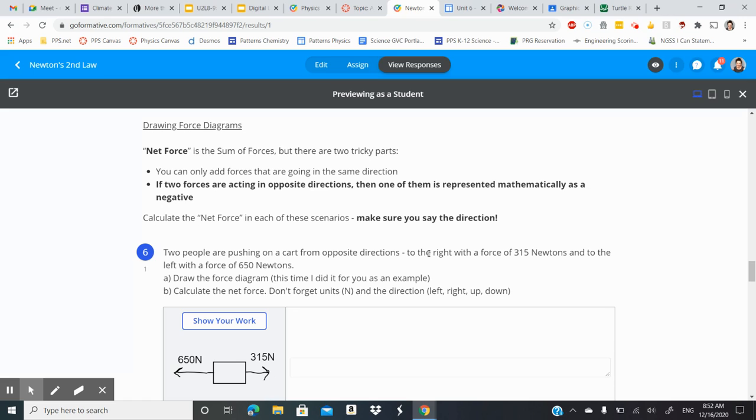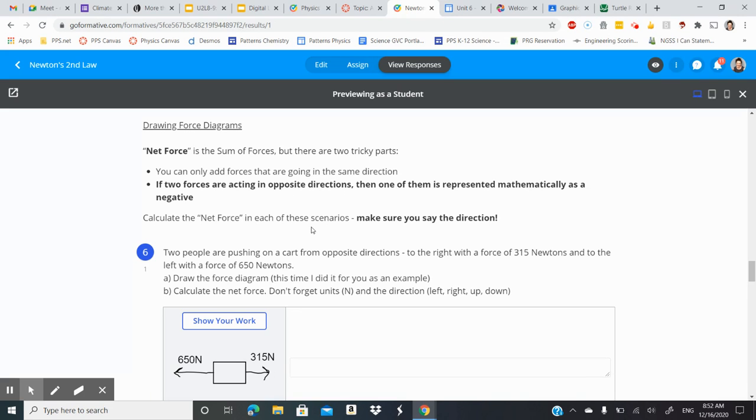Okay, this part is about drawing force diagrams. The net force is the sum of forces, but there are two tricky parts. You can only add forces that are going in the same direction, that is left and right or up and down. If two forces are acting in opposite directions, then one of them is represented mathematically as a negative.